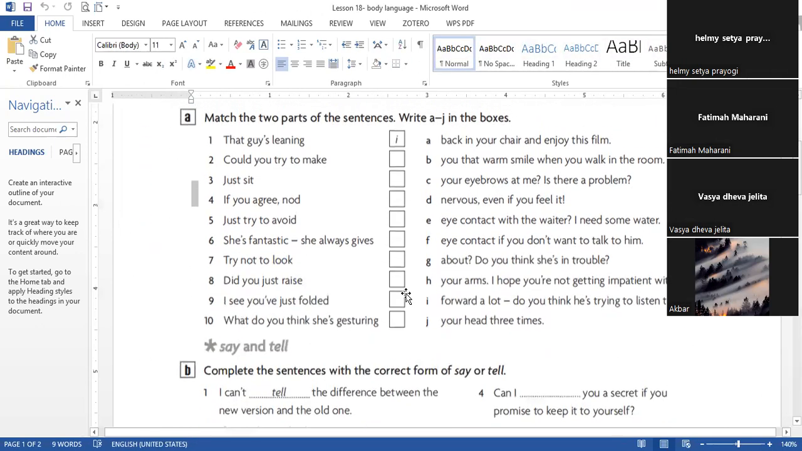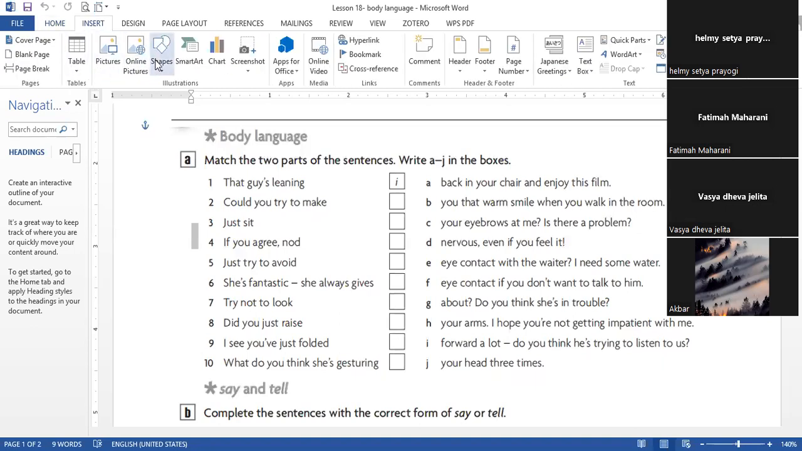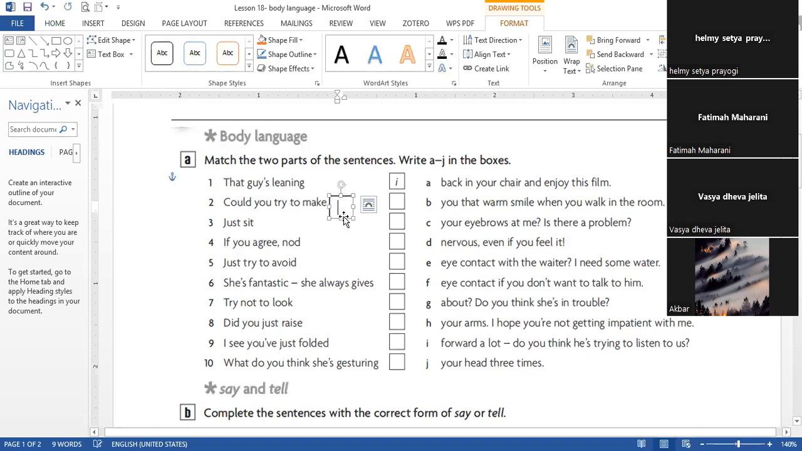Okay, so I have this right now. A part. We have 10 numbers and we have to match them with A until G here. For instance, number one, that guy is leaning forward a lot. Do you think he is trying to listen to us? Okay, so we'll try to match them. Akbar first, try to match that.